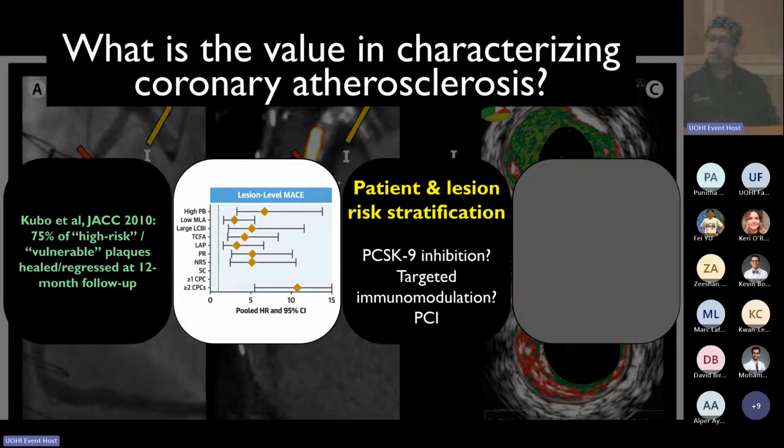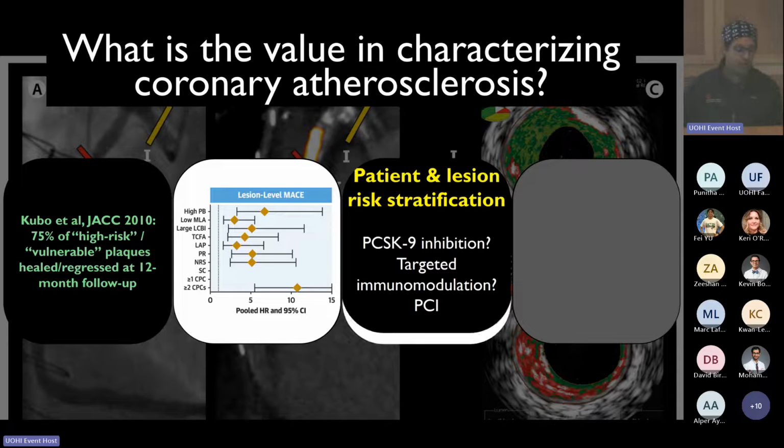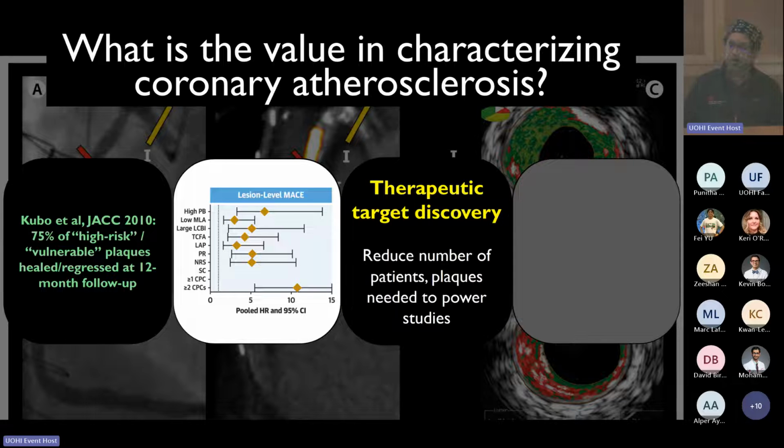So the other thing you can do is, of course, think about therapeutic target discovery if you have a way of identifying and looking at your plaques accurately.